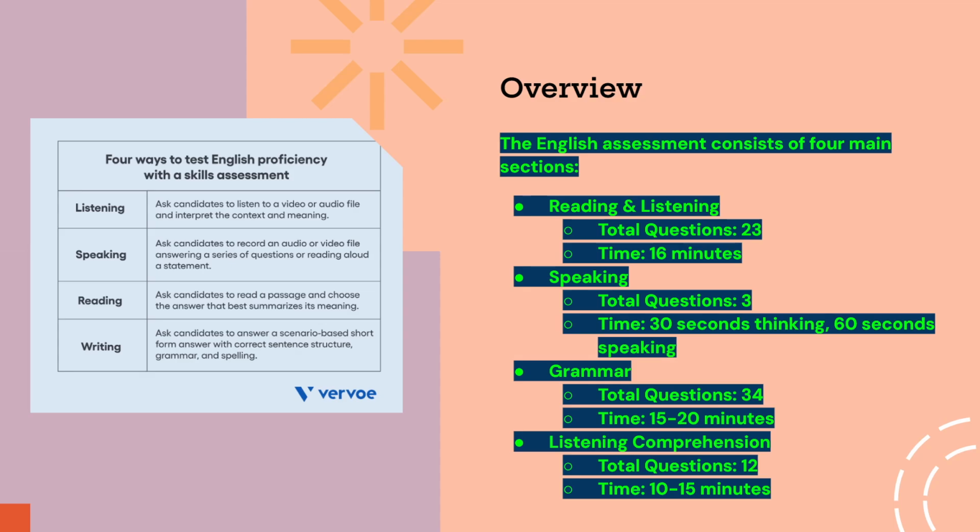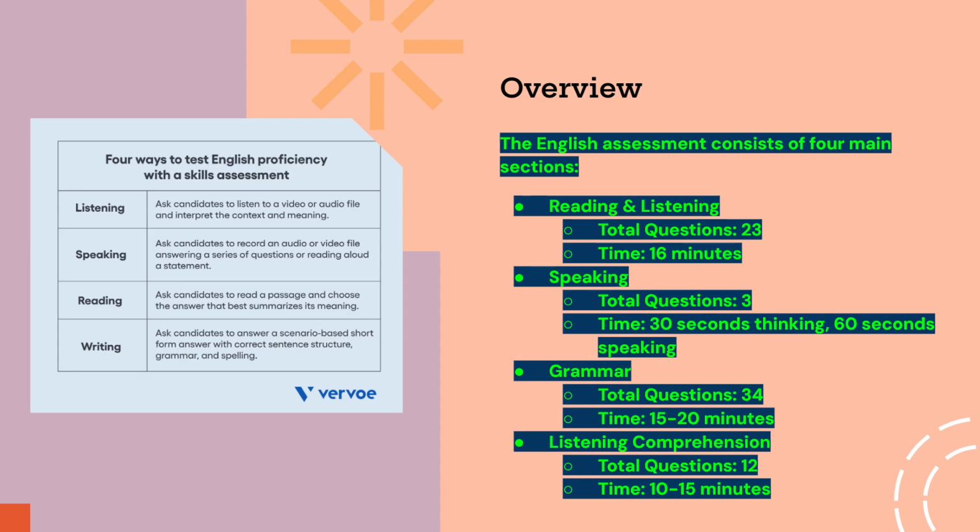The next section, which is section C, is the grammar section. The grammar section includes various parts, like prepositions and verbs. I will tell you about them later in this video. There are a total of 34 questions, and the time allotted is 15 to 20 minutes.